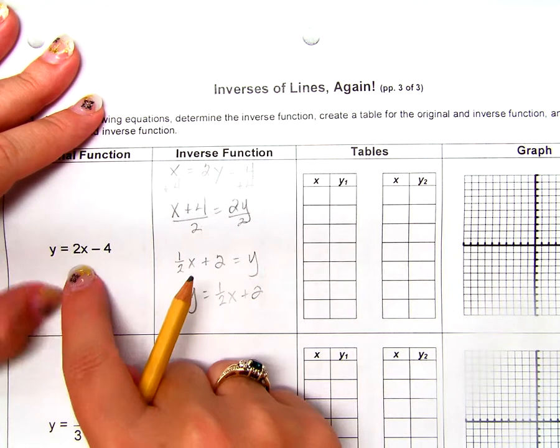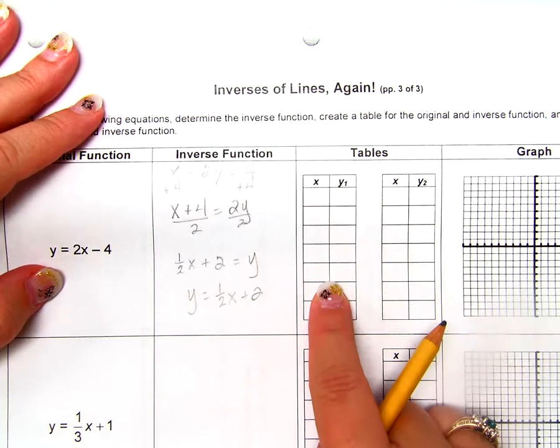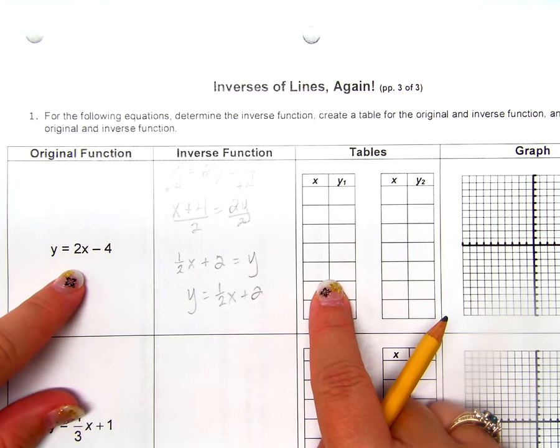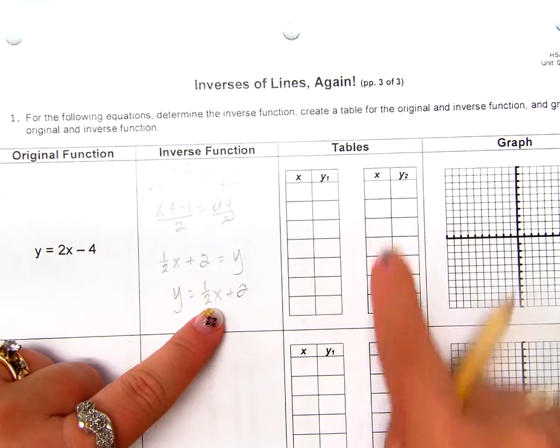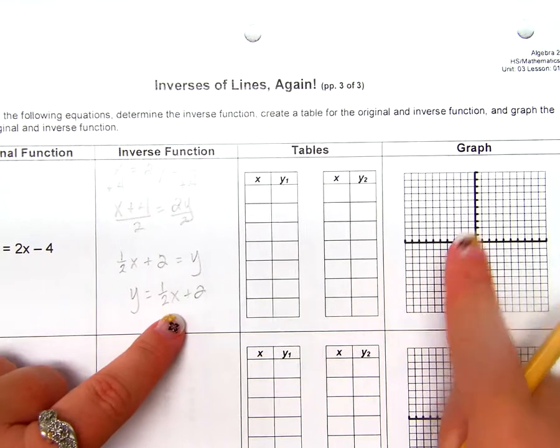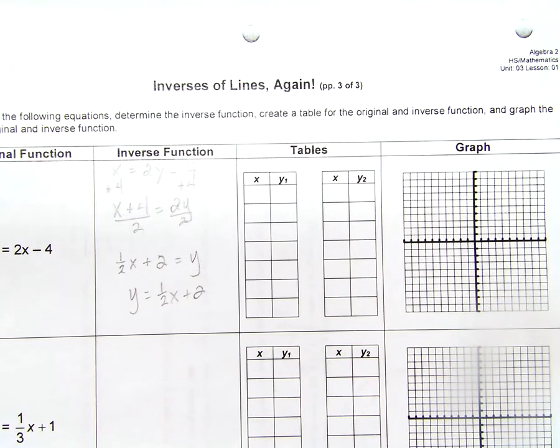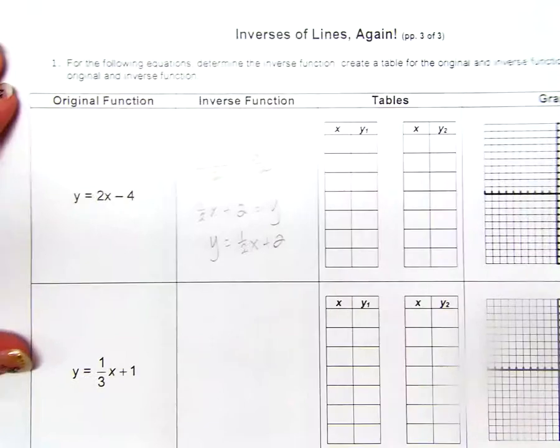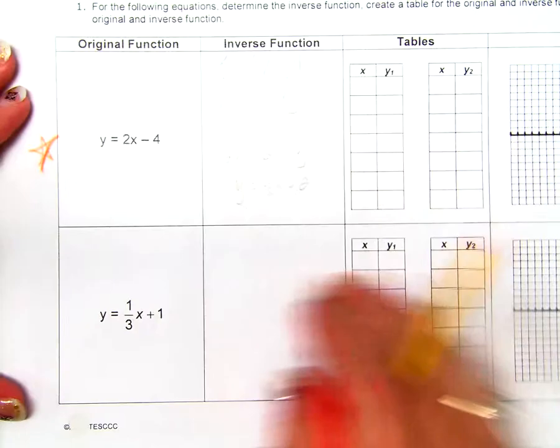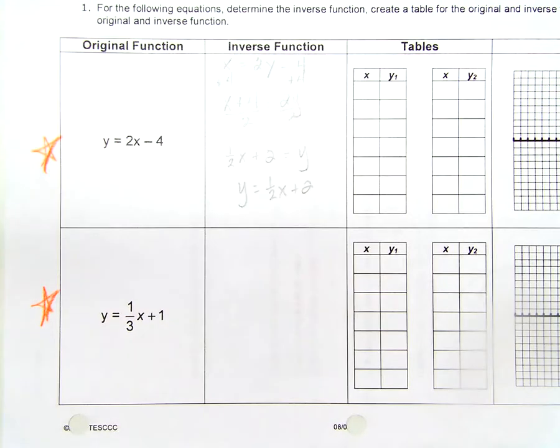Use your calculator if you wish to get this table from the original function. Use your calculator if you wish to get the table for the inverse function, and then graph both. So you're going to finish this one, and you're going to do this one. Are there any questions?